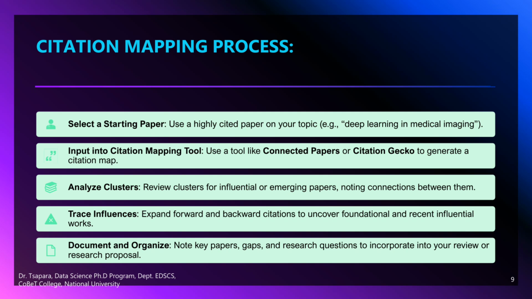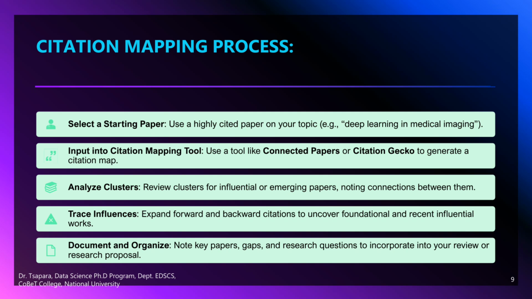Next, input that paper into a citation mapping tool such as Connected Papers or Citation Gecko. These tools visually map out relationships between papers based on citation data. Then, analyze the clusters that emerge. These clusters represent groups of papers that are thematically or methodologically connected. Pay close attention to those that show high influence or that are frequently co-cited.